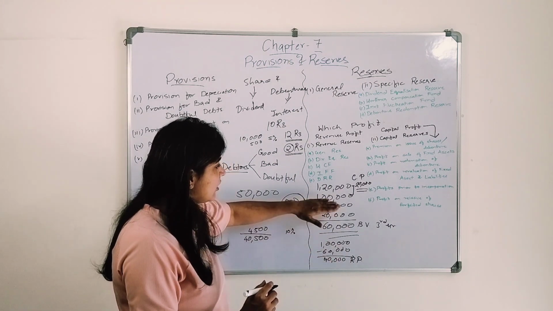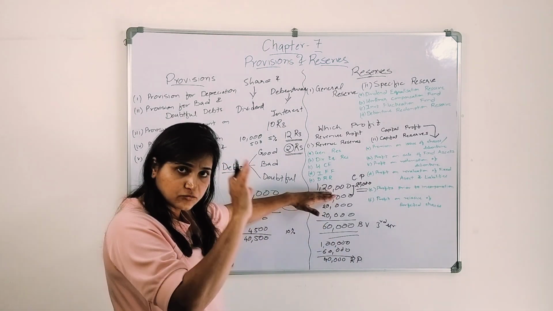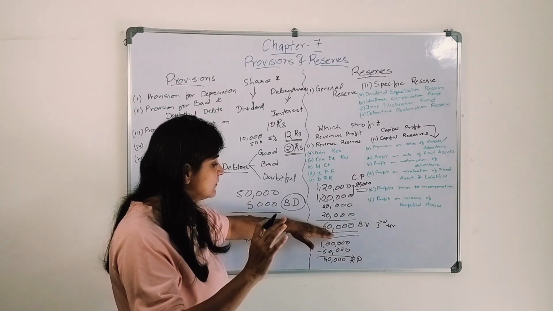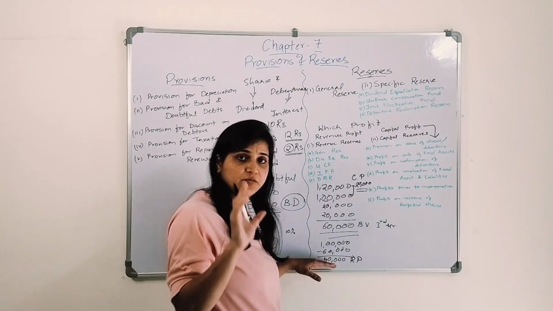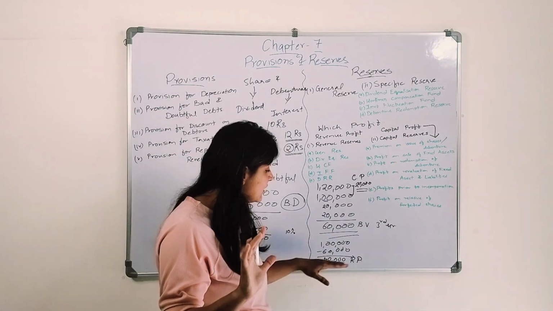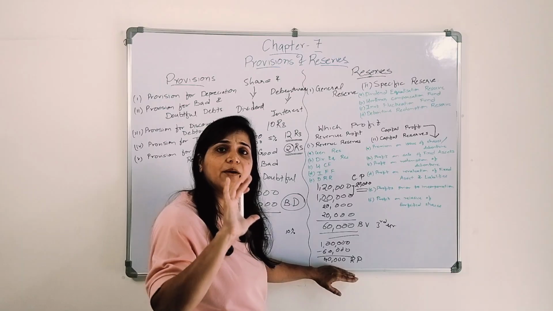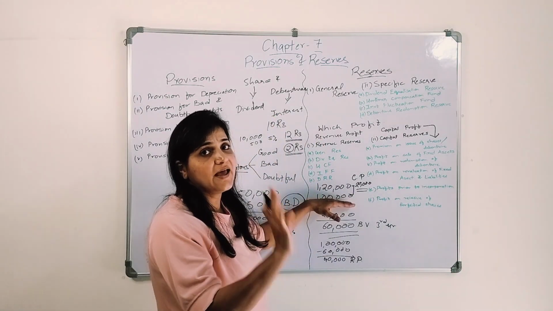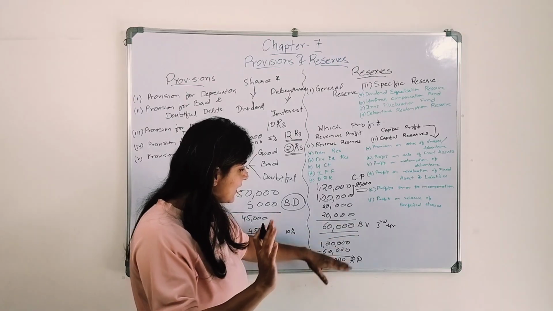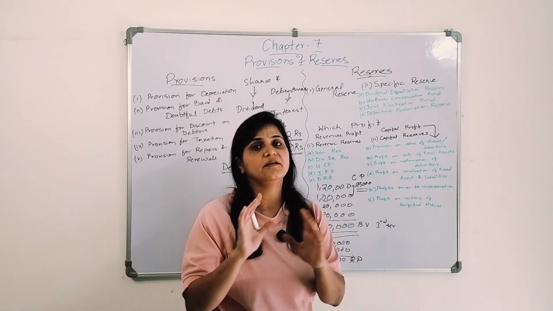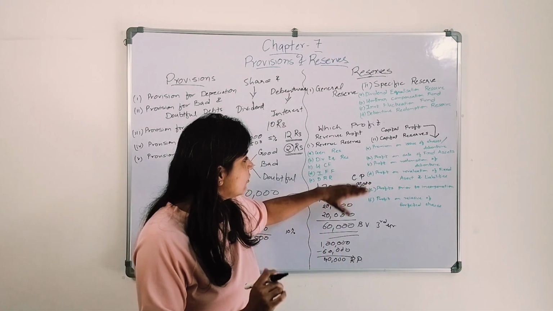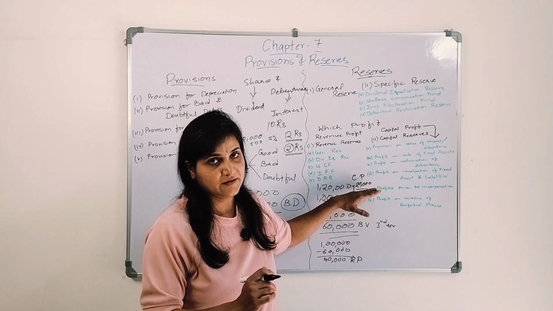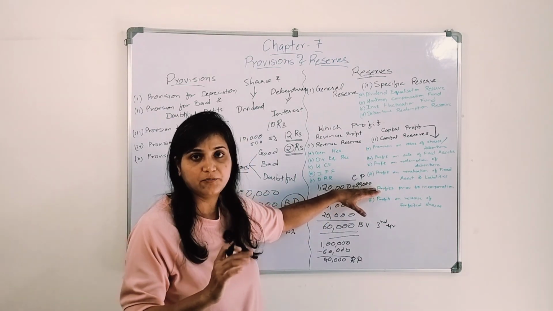So how much did you earn in total? 1,20,000 is the price you got, 60,000 is the book value. You got an actual profit of 60,000, right? But this 60,000 is divided into two. The amount over and above the purchase price is considered a capital profit, and the remaining is considered a revenue profit. So profit on sale of fixed assets is a capital profit.